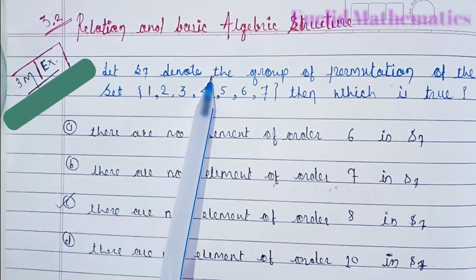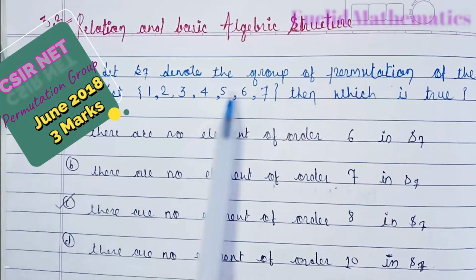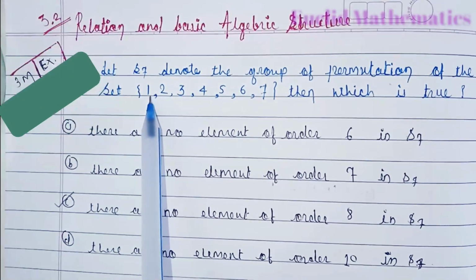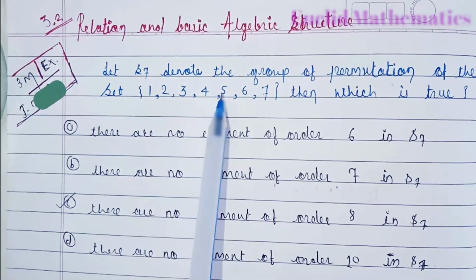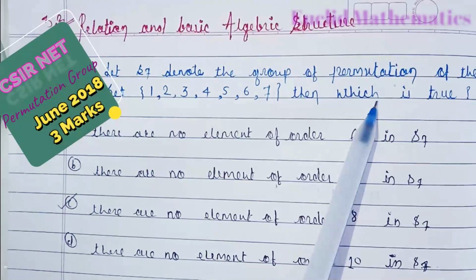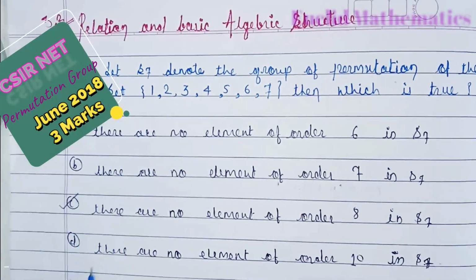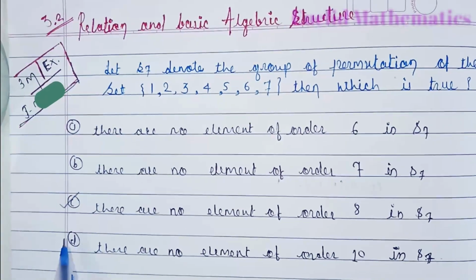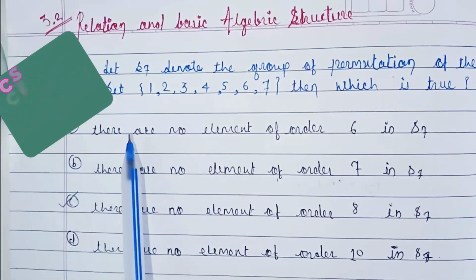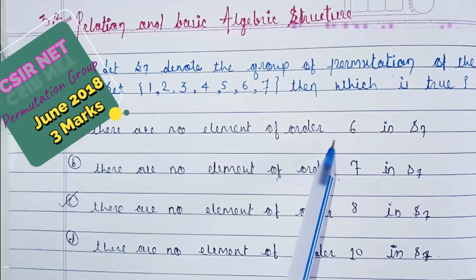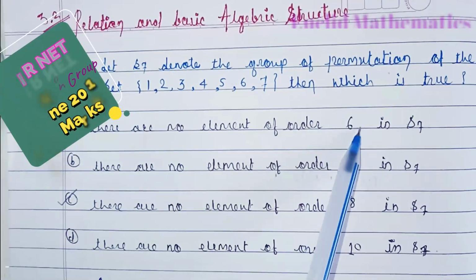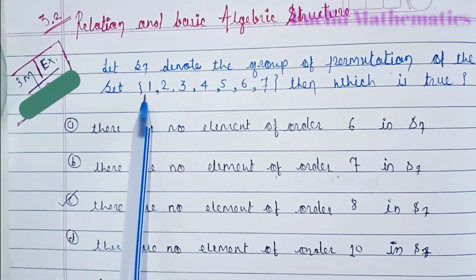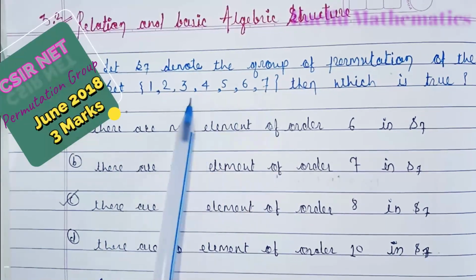Let S7 denote the group of permutations of the set. So S7 has a set which contains the elements 1, 2, 3 up to 7. Then we have to find out which one of the options is true. We have to find the correct option among these 4 options. Our first option says that there is no element of order 6. That means we have to find out whether an element of order 6 exists in S7 or not.